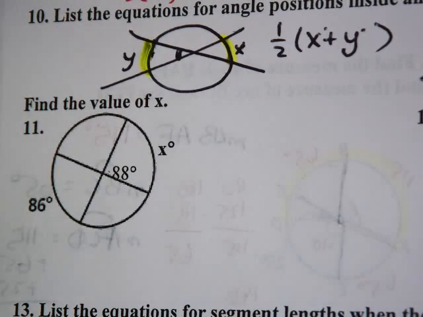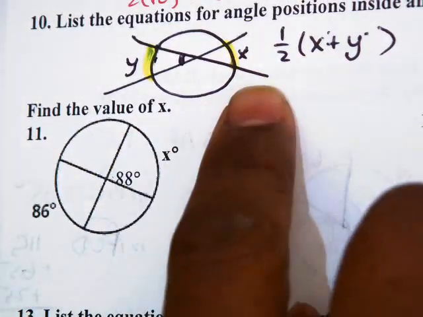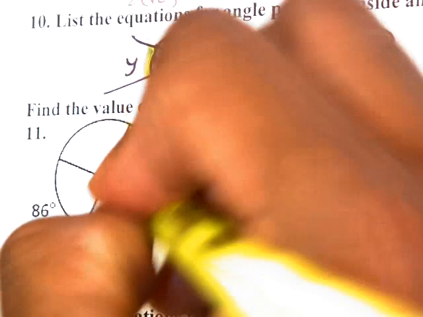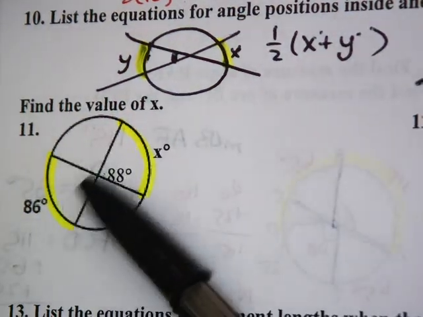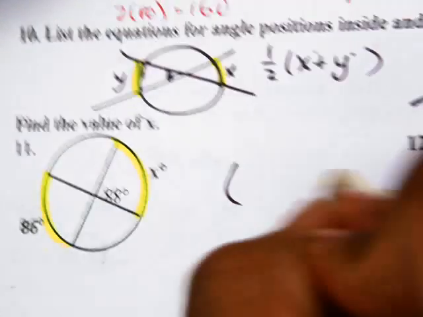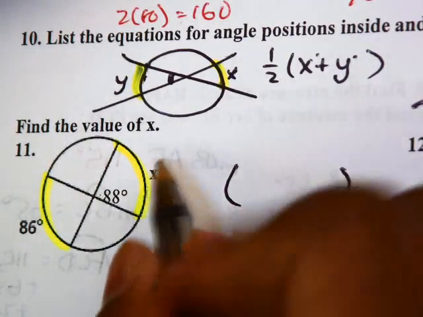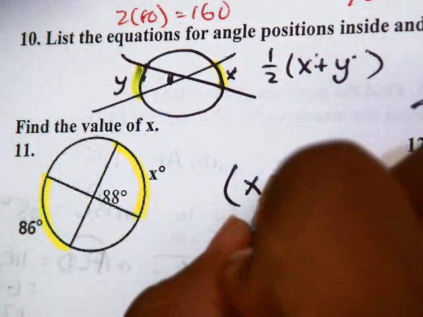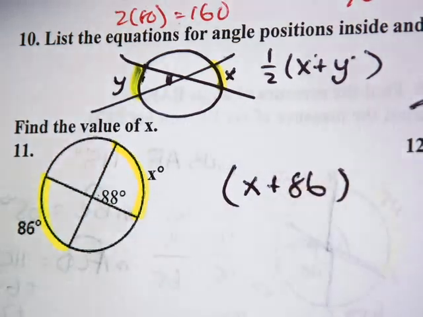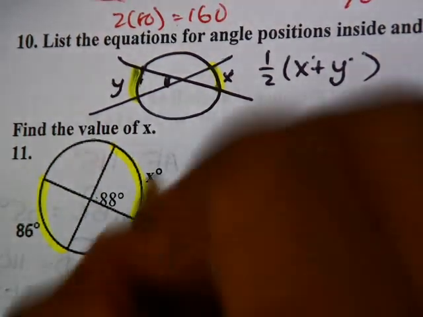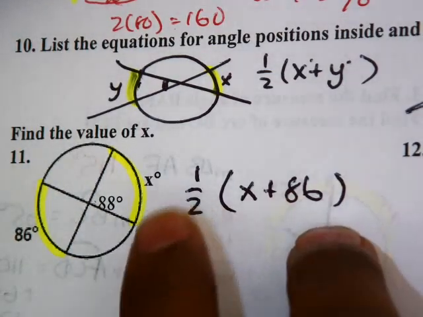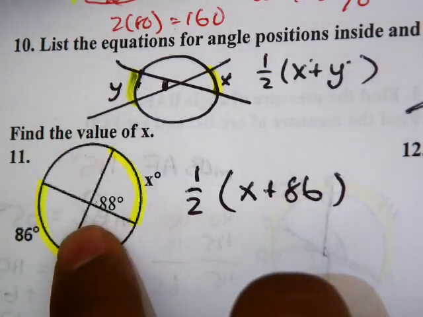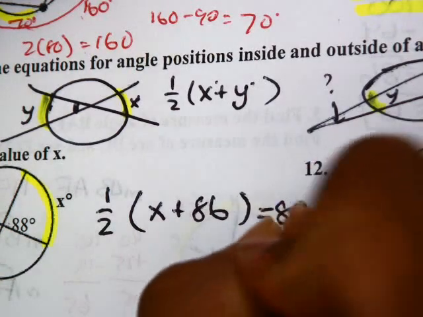Okay, so number 11, it definitely looks like this situation where we have the arcs on the outside that we should add up and should equal the angle on the inside. So I need to add the arcs. In this case, that arc is x, and that arc is 86. I need to take half of that, taking those two arcs, adding them together, and doing half should equal that angle on the inside. That should equal 88.